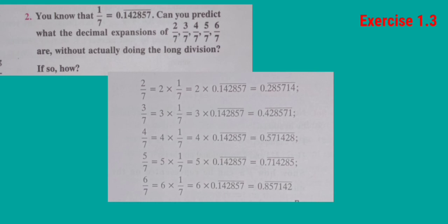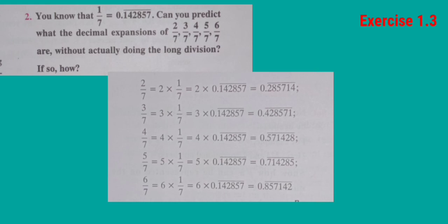If so, how? It means we have to find the answers of 2 upon 7, 3 upon 7, 4 upon 7, but without division, meaning we must not divide them. So how to do it? See, in the solution, 2 upon 7 means 2 into 1 upon 7, right? The value of 1 upon 7 we have.